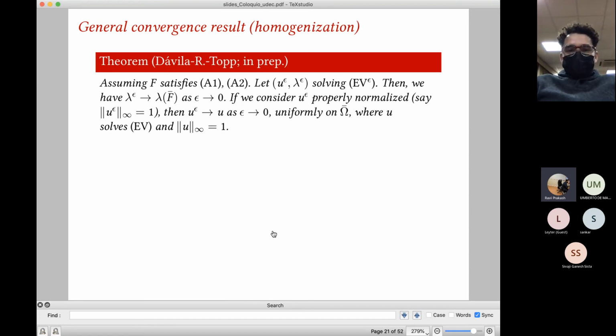That's hence the title. So, assuming F satisfies the assumptions of ellipticity and homogeneity, we have that the principal eigenvalues of the oscillating problem converge to the eigenvalue of the average operator. And u, as I said, is defined up to a multiplicative constant, but if it is suitably normalized, for example in the L infinity norm, then it also converges to the corresponding eigenfunction, where the eigenfunction for the average problem is also normalized. Otherwise, it won't match.